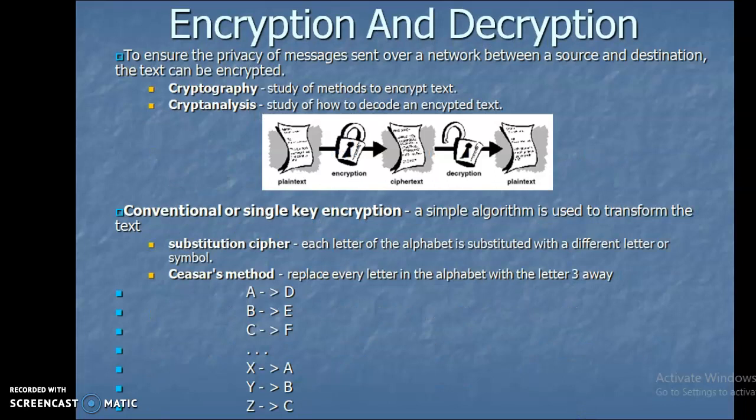So cryptography is the study of methods to encrypt text. Cryptanalysis is the study of how to decode an encrypted text. What is a substitution cipher? In a substitution cipher, each letter is substituted with a different letter.